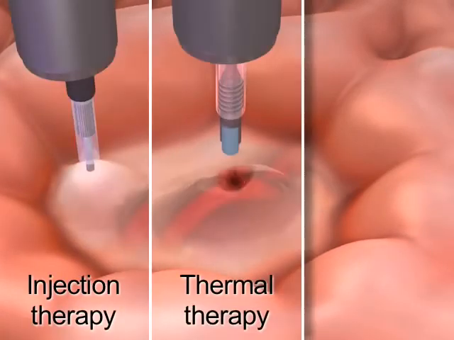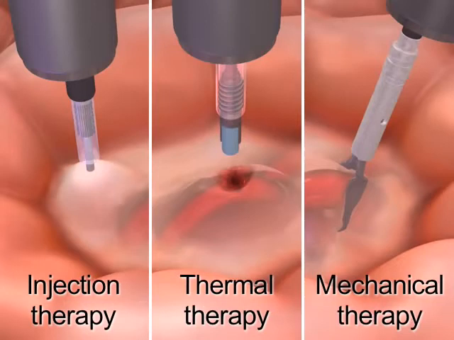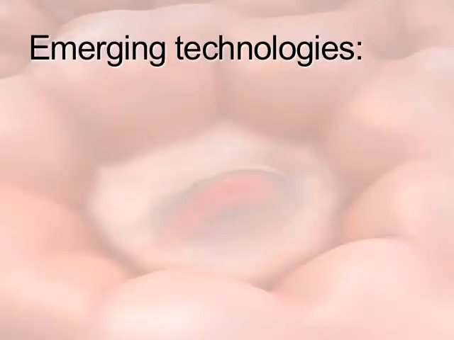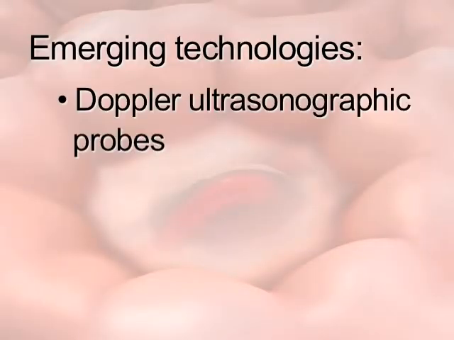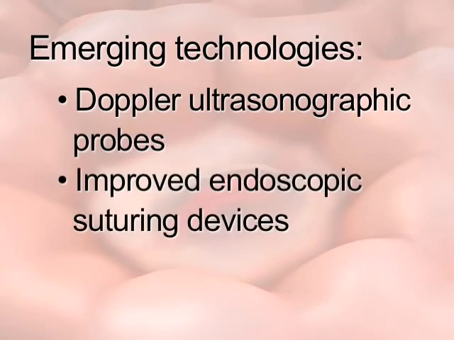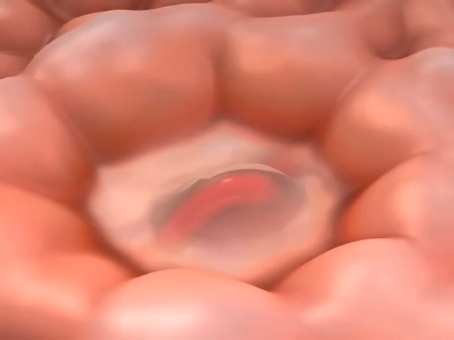All methods of endoscopic hemostasis have been shown to be effective, so it is recommended that endoscopists use the hemostasis technique that they are most comfortable performing and that is best fit to the appearance and location of the lesion. Emerging endoscopic technologies, such as Doppler ultrasonographic probes for guiding the application of hemostasis therapy and evaluating its success, as well as improved endoscopic suturing devices, may play important roles in future clinical management.